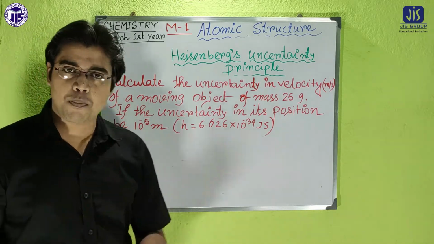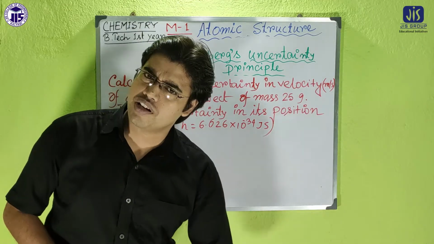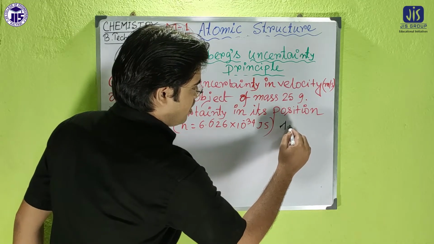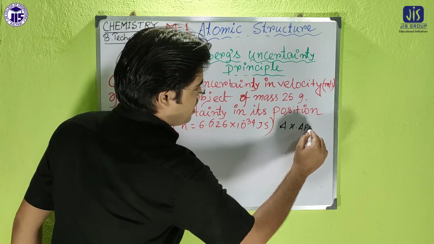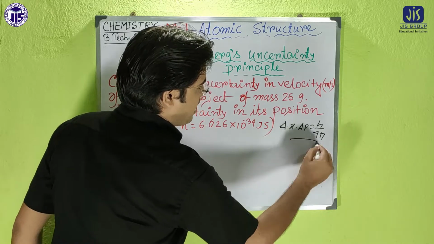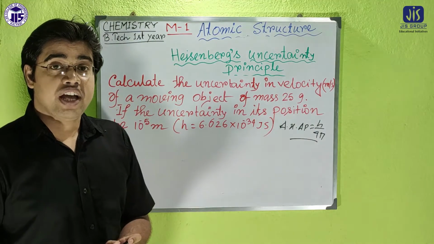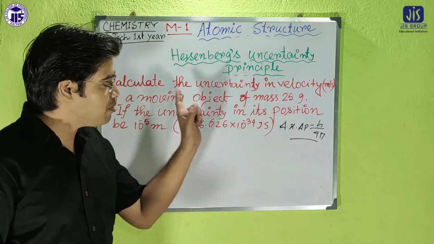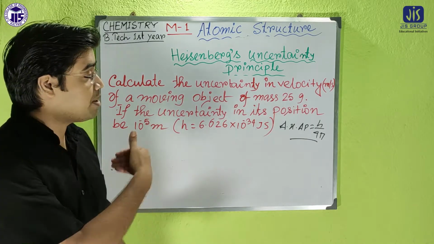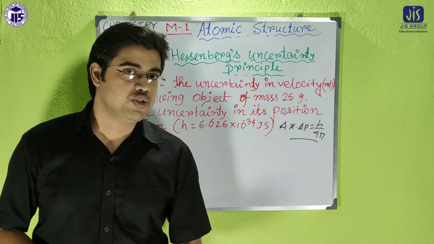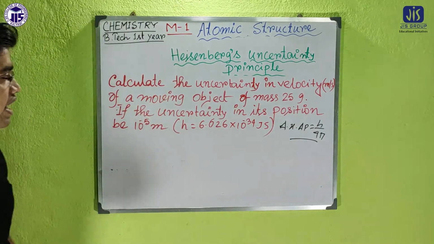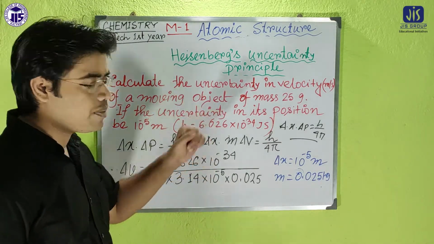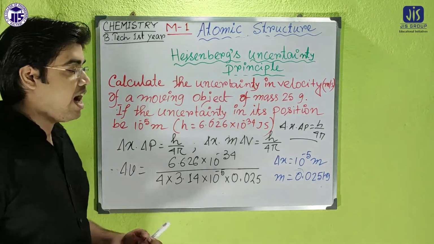You have to solve the problem from the equation of the Heisenberg uncertainty principle, del x into del p equals h by 4 pi. Students, you can take a screenshot, pause the video and try to solve the problem. Then when I solve it, check your answer and procedure to see whether it is right or wrong. Now this is the solution of the problem, and I am explaining how you can solve it.